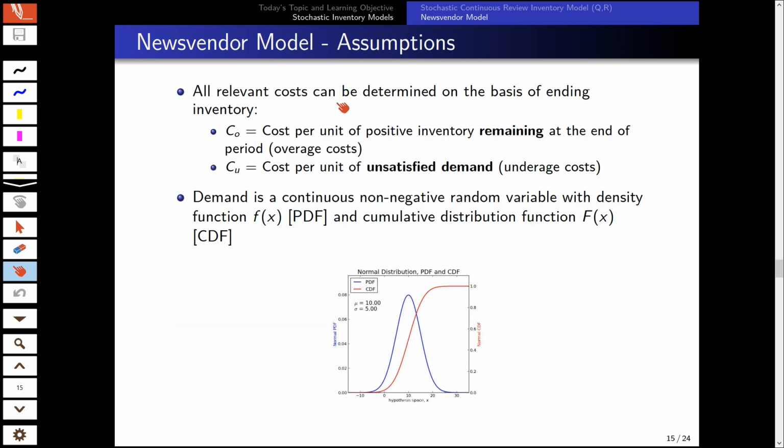The relevant costs that we need to determine are based on the ending inventory. So we look at the cost of having a positive inventory that remains after this period. We call them overage costs. So that is the cost of having too many newspapers that then need to be given back somehow or scrapped. And we are looking at underage costs, that are the costs of not having enough newspapers to sell to the customers, so that they remain unsatisfied.